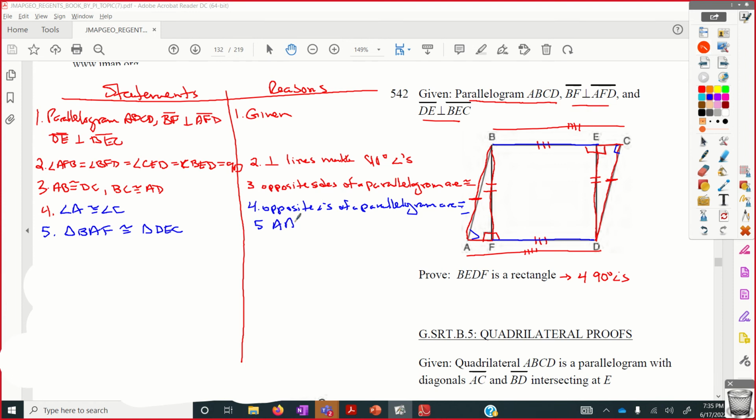That's angle side. Now we can do some CPCTC stuff. So we want to say DE is equal to BF, and also that AF is equal to EC. That's going to get these two segments right here the same.